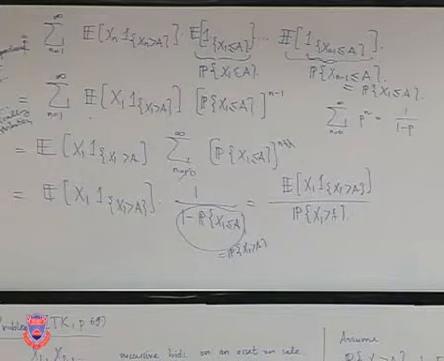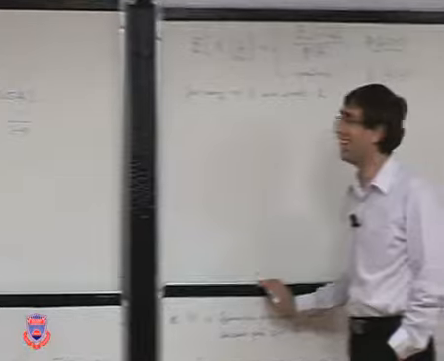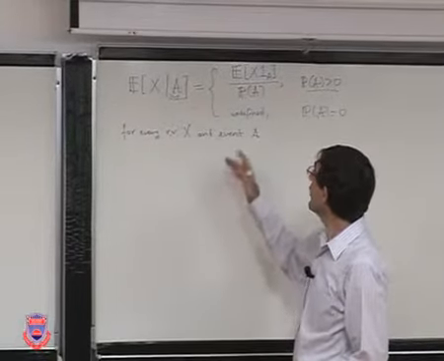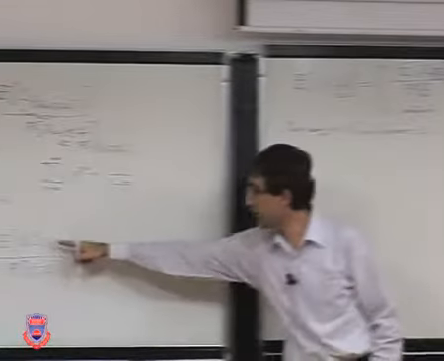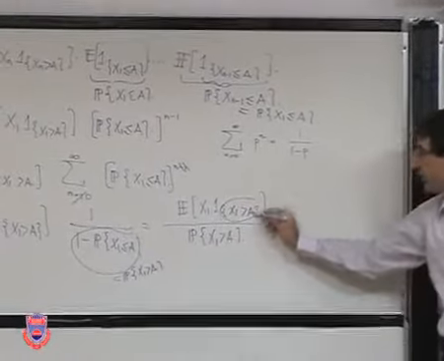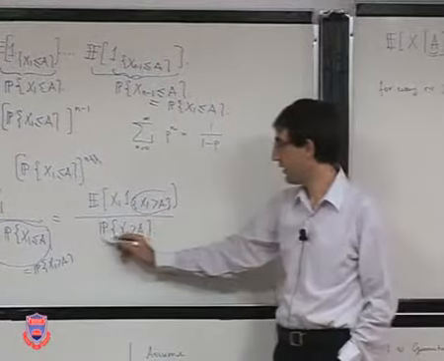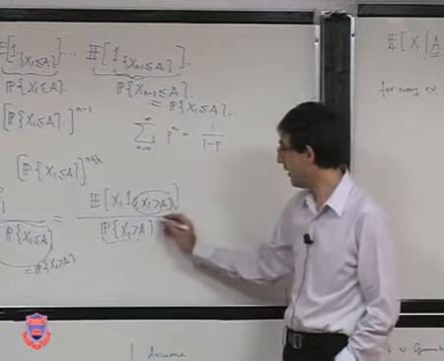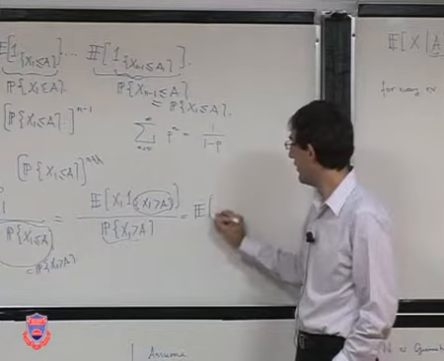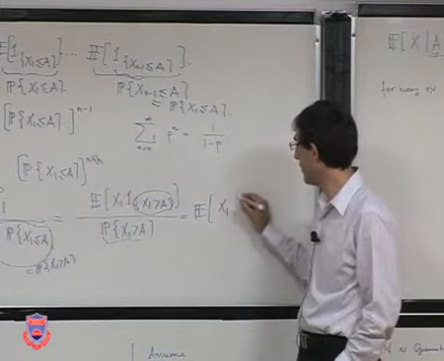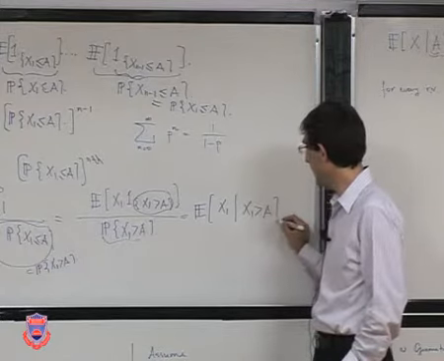Have I already lost you? And that looks like this. The same event A appears both inside the expectation and here. Unfortunately, the A's are the same, but they mean different things. So this is the event, and this is the event. By definition, if you just apply that, this is the conditional expectation of x1 given that x1 is greater than a.